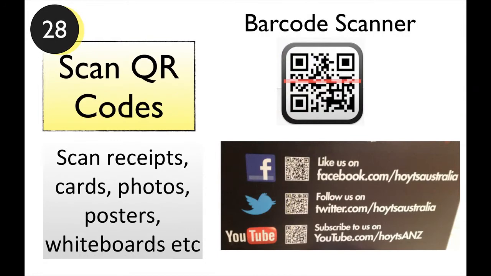QR codes. You might see these little dots and things all over the place now. This picture, when I was at the movies the other week, was right out front of the box office, so I took a picture of it. Everything is to do with social networking now. So this was in Hoyts. Instead of going on my phone or my iPad to the browser, to Safari, and typing in facebook.com/HoytsAustralia, I can use an app called a barcode scanner, hold it up next to that little QR code next to the F on the Facebook, take a picture of it, and it will immediately open that website.